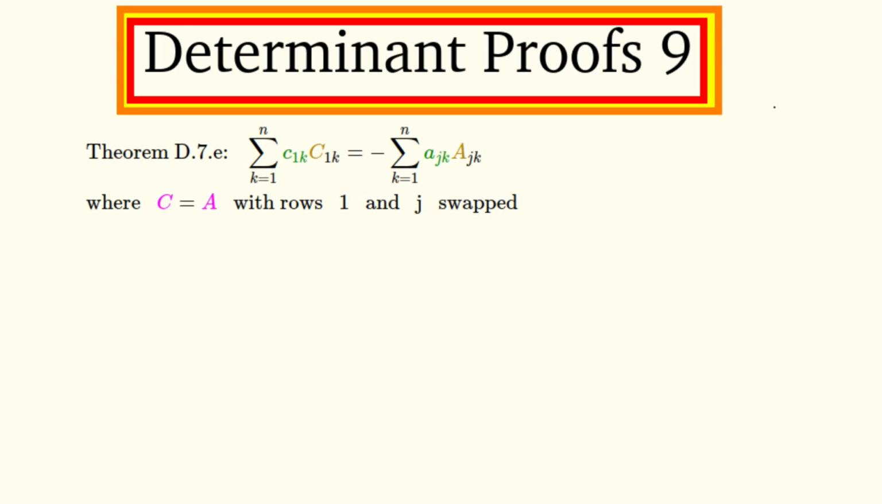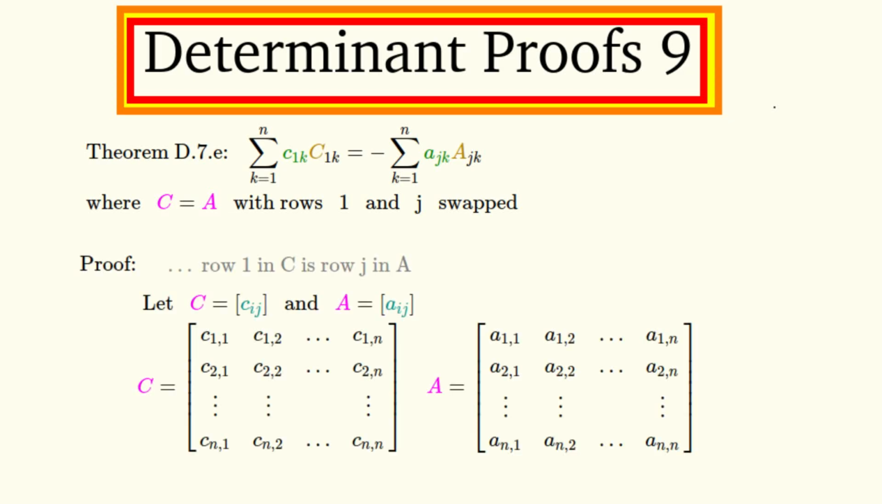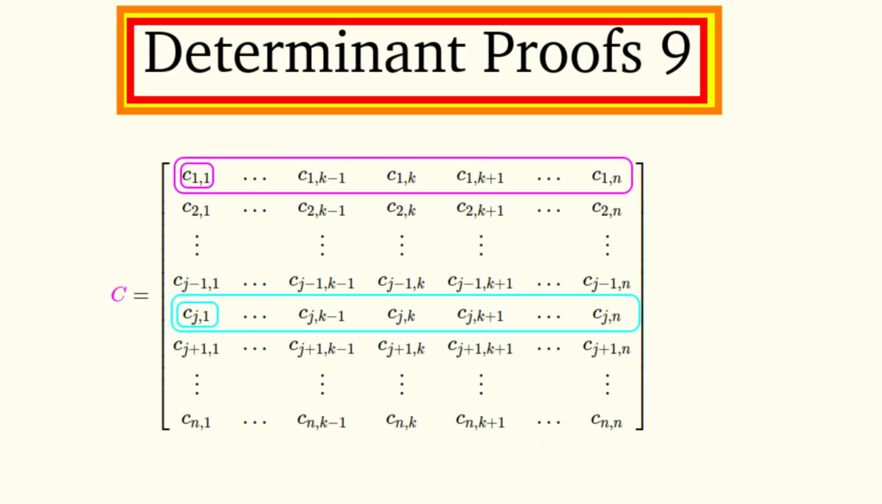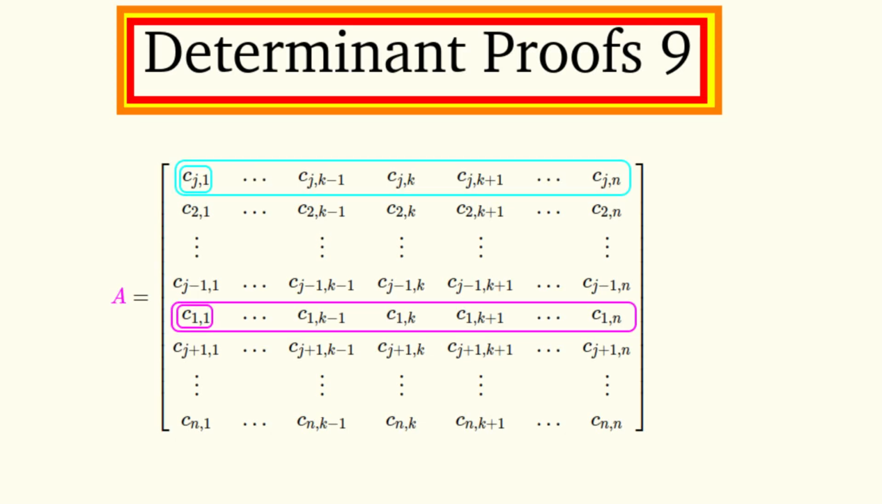I'll assume that it's true for some matrix C, and matrix A is matrix C with rows 1 and j swapped, so as to bring row j up to be the first row, and thus prove this theorem true for row j being expanded. So I'll define matrices A and C to have these entries and look like this. We'll let matrix C be this matrix with these entries. The rows are numbered in numerical order from 1 to n. And matrix A is matrix C with rows 1 and j swapped.